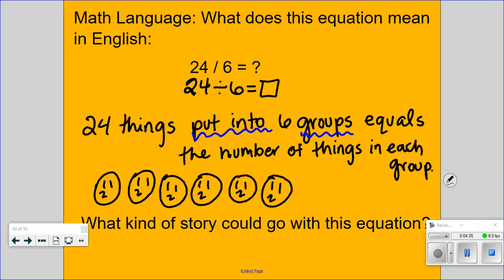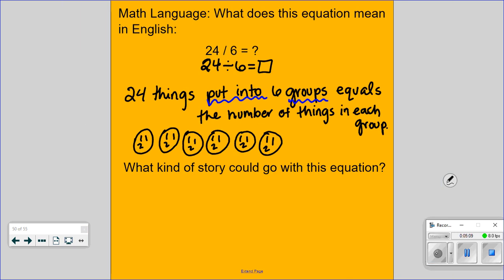Just like with multiplication, it's incredibly important that those groups have the same number. They are equal, not even equal. They are fair. Division is very, very big on being fair. We don't want one person to have 16 cards and one person to have two. That would not be division.